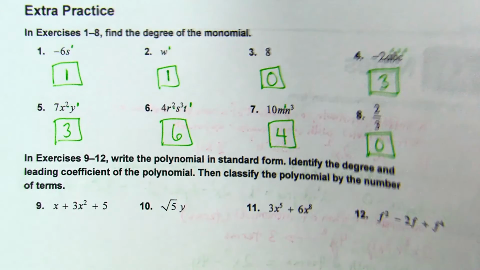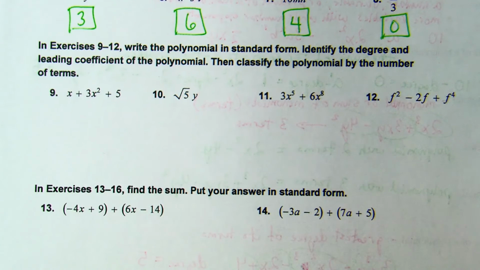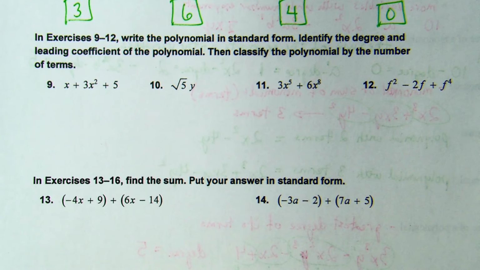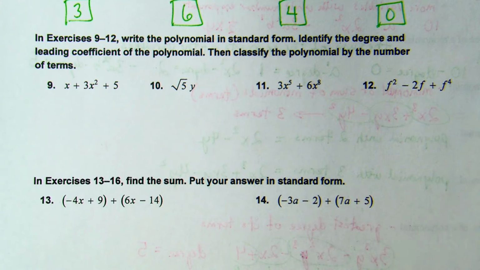Okay, the next part, 9 through 12, we've got to squeeze in a little information here. They want to know several things. They want us to write it in standard form, so we have to change the order and get it in the right order. They want us to identify the degree and the leading coefficient of the polynomial, and then classify it by the number of terms. Okay, so let's look at this together.